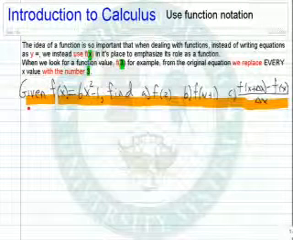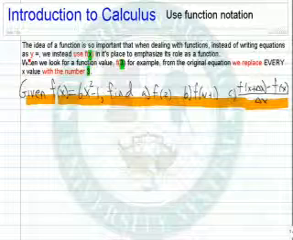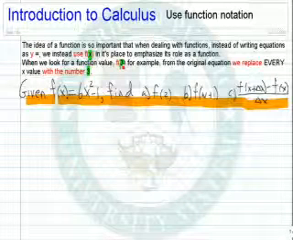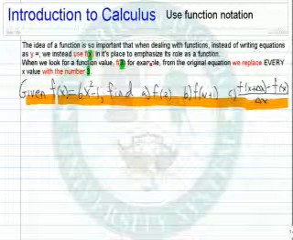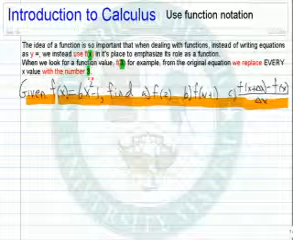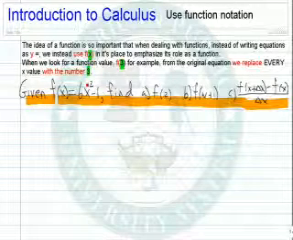Advanced mathematics uses function notation. We use f of x or f at x in place of y. To find f of 3, all we have to do is replace each value of x with the number 3. So let's look at some examples here.